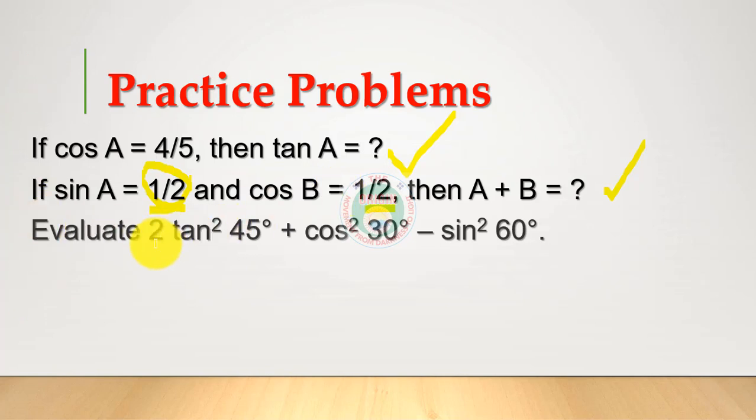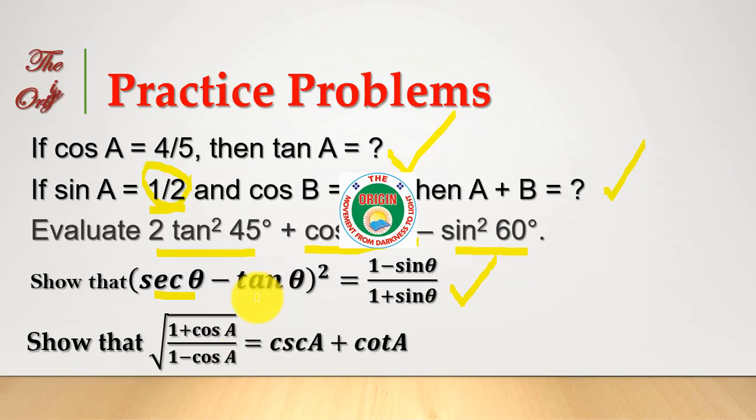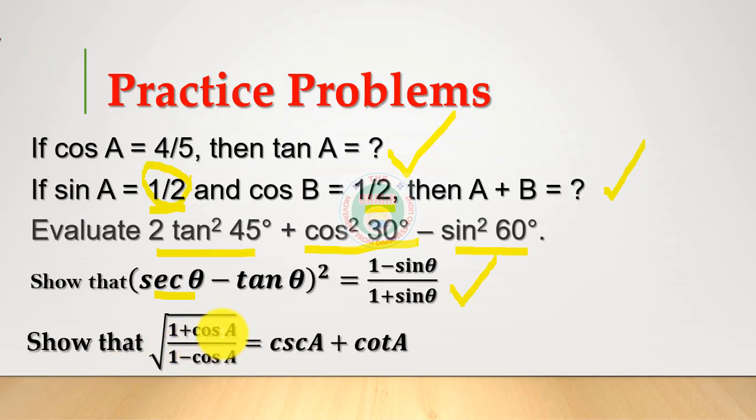And next one, evaluate 2 tan square 45 plus cos square 30 minus sin square 60. And next one, show that, this is the previous problem. There cosecant and cot were given, and I changed it here to secant and tan. Show that (secant theta minus tan theta) whole square equals (1 minus sin theta) by (1 plus sin theta). Simplify it and show that. Next, in the last problem, sin was there, but here I have taken cos: show that square root of (1 plus cos A) by (1 minus cos A) equals cosecant A plus cot A. These are the problems. You should practice them.